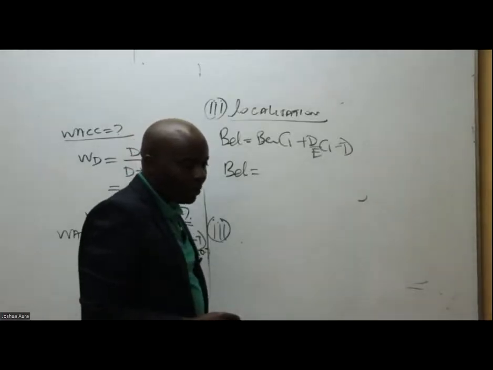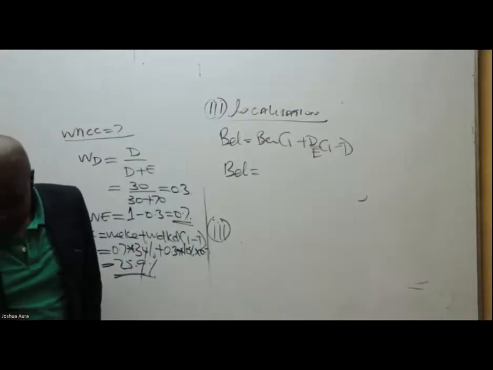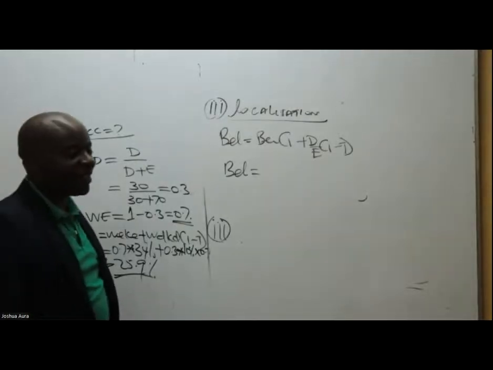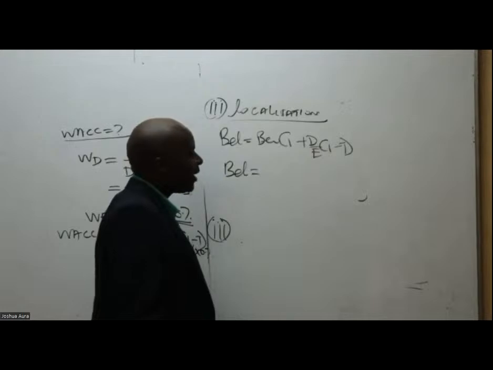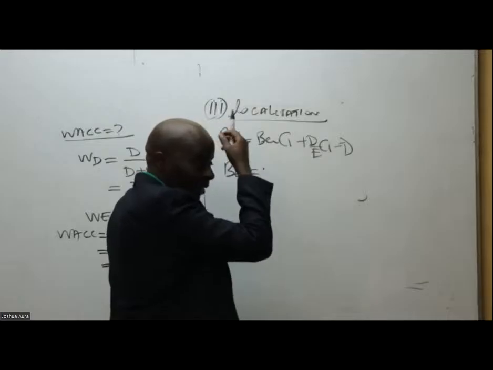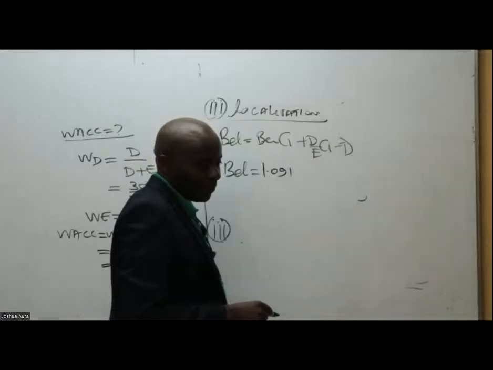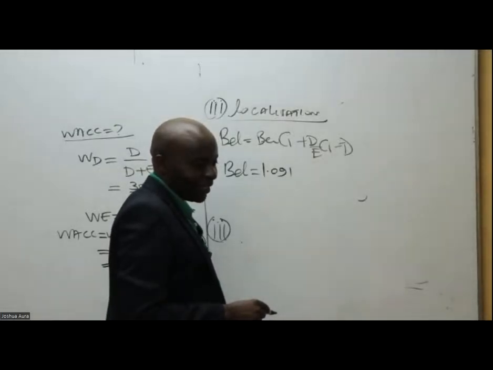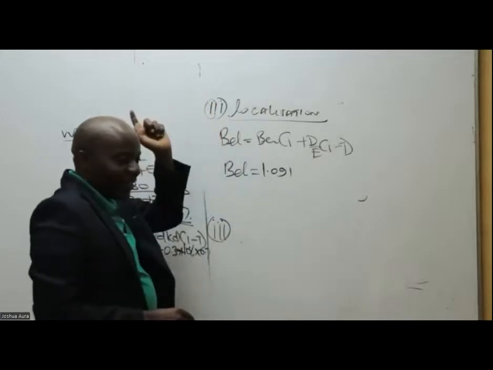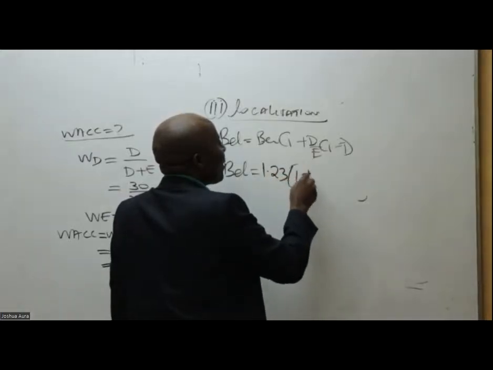Our BEL, ladies and gentlemen, Fatima is getting 25. Wow, great, the same. So what is our BEU, very fast? 1.091. The one that we got up there was 1.23, into 1 plus debt over equity.